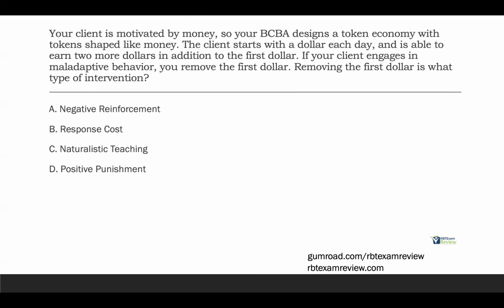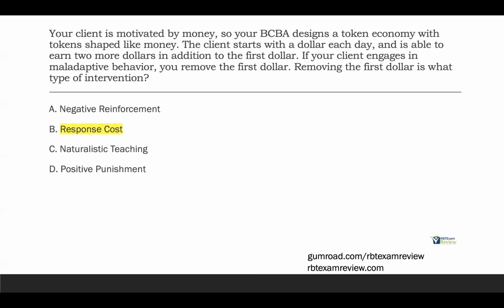Is it negative reinforcement? Well, no, because we're trying to decrease the behavior, right? So it's a type of punishment, meaning what are we doing? Well, we're removing something. And when you remove a stimulus to decrease a behavior, what is that called? It's negative punishment. So we know this is a type of negative punishment, but we don't have that as an answer choice. We have negative reinforcement, which is wrong. We have positive punishment, which is wrong. So that leaves us with response cost and naturalistic teaching. We know this isn't naturalistic teaching, because it's clearly a contrived setting. So our answer is what?